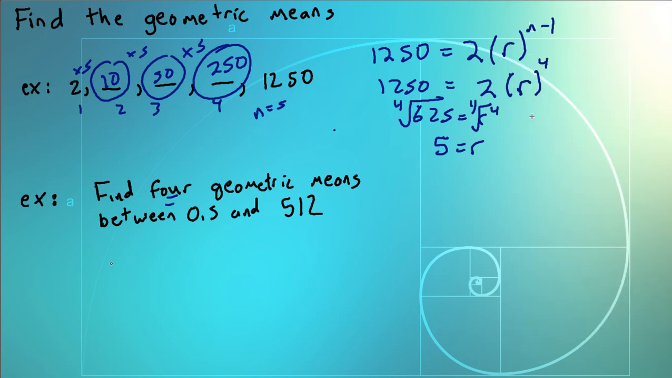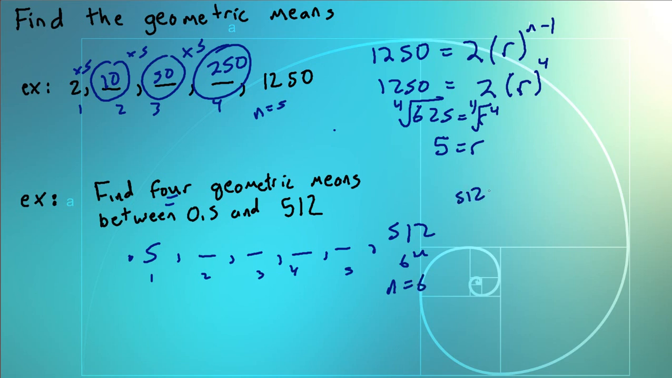Okay, it says find 4 geometric means between 0.5 and 512. So there's the setup. So we have 1, 2, 3, 4, 5, 6. So this is the sixth term. So n equals 6. So 512 equals 0.5 times our ratio to the 6 minus 1. So 0.5 times our ratio to the fifth.